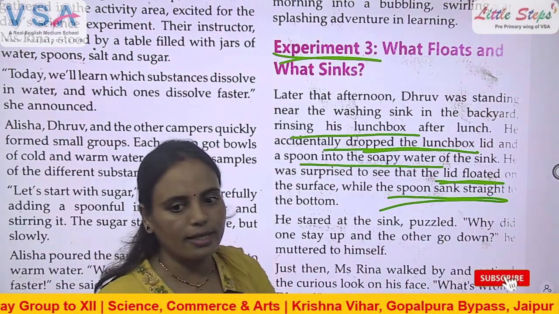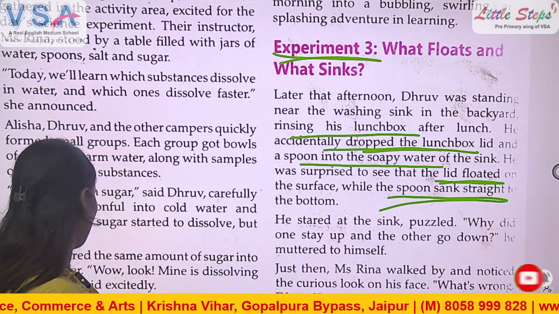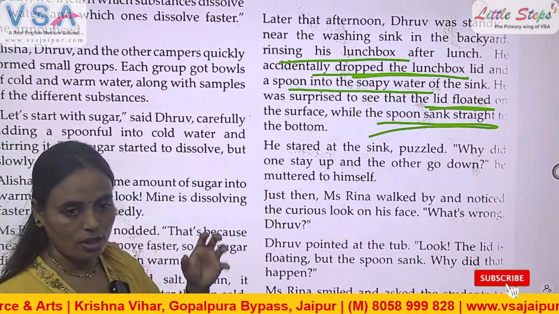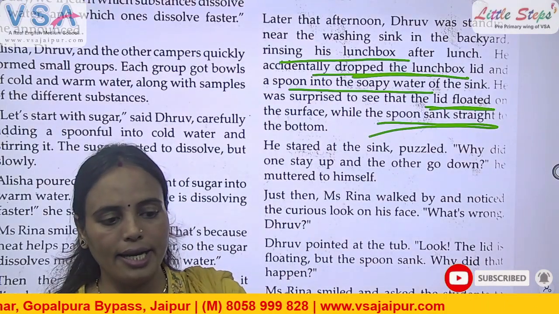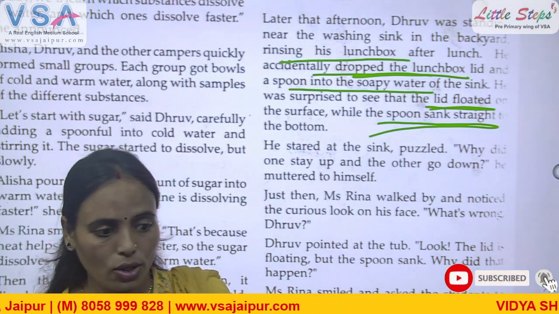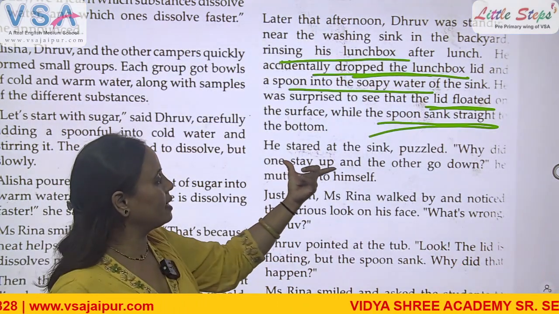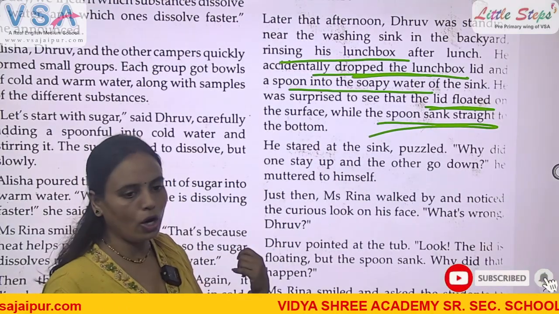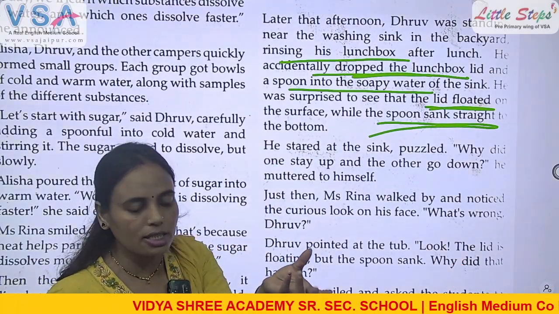Why did the spoon sink in water, and how did the lid of the lunch box float in water? Okay, this is the question in his mind, right? Why did one stay up and the other go down?